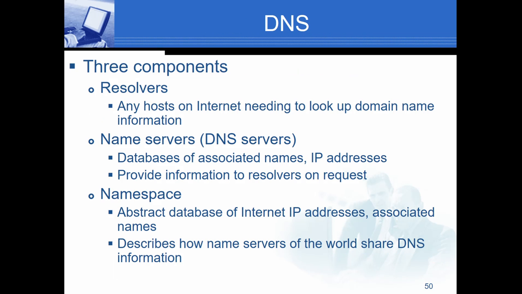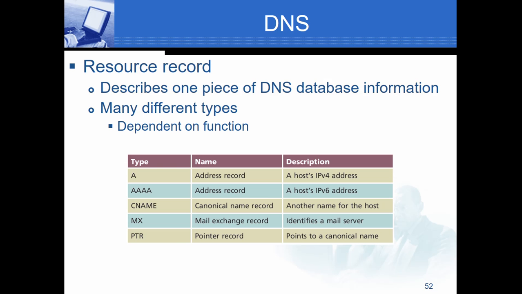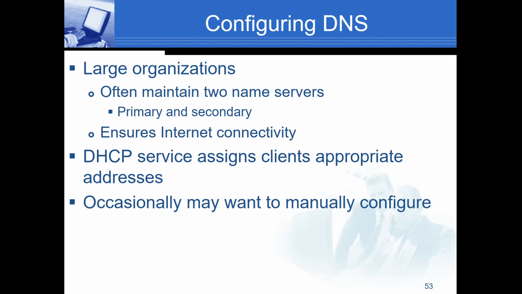So DNS resolvers, name servers, and namespace. The name servers are basically just an associated database of names. A namespace is an abstract database of internet IP addresses. And here's how that works. Again, here are your resource records, which include an A record, which is the most common. AAAA is for IPv6. CNAME is a canonical name, or just a nickname. MX is for mail record. And pointer does the exact opposite. It's going to give you a name for an IP address.